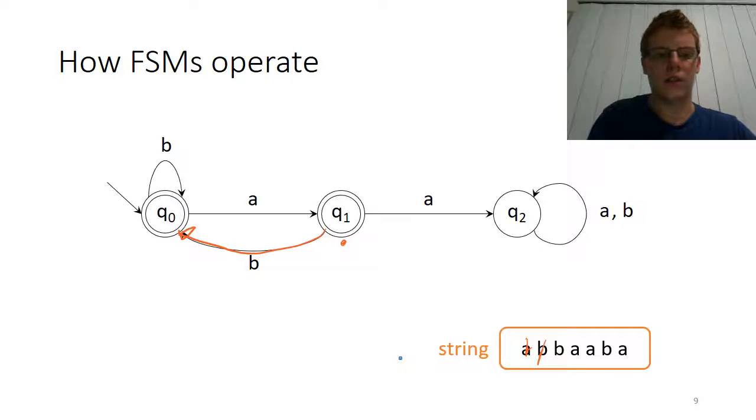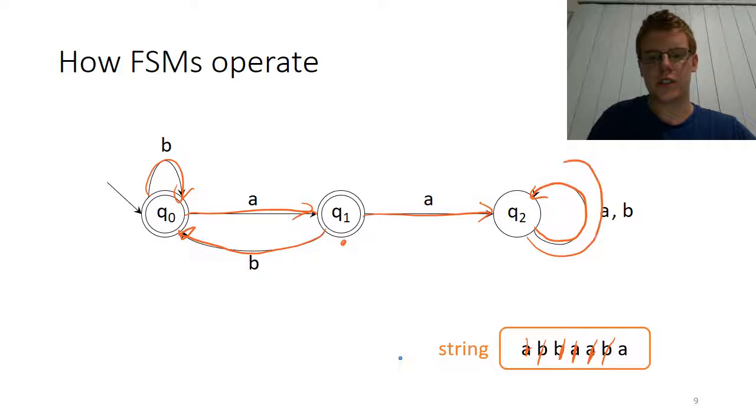Then it'll follow the transition back into itself, transition to Q1 upon seeing an A, transition to Q2 upon seeing an A, follow this transition, which it can follow on seeing either an A or a B, until it is finished. When the machine has consumed all of the symbols from the input string, it accepts the string if it is currently in an accepting state, or if, as in this case, it is in one of the remaining states, it rejects the string.